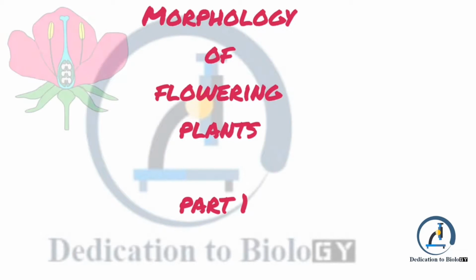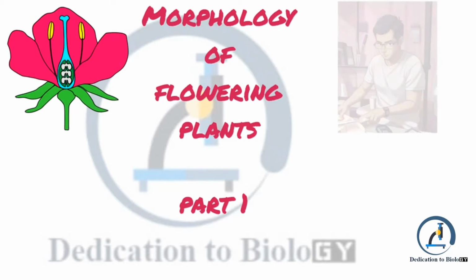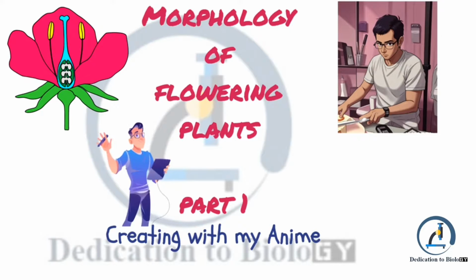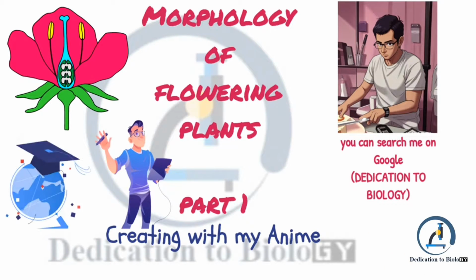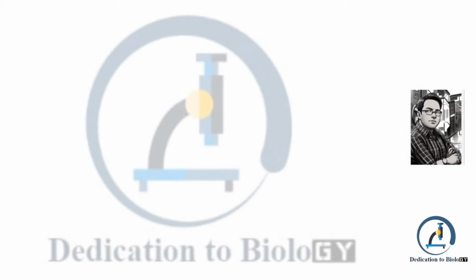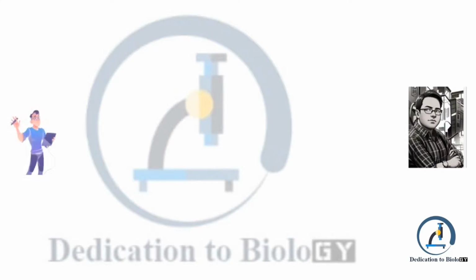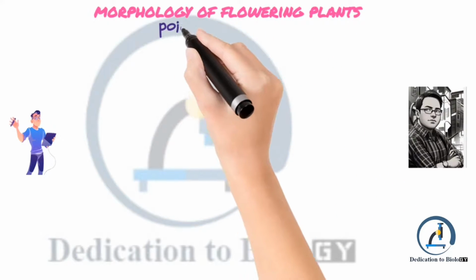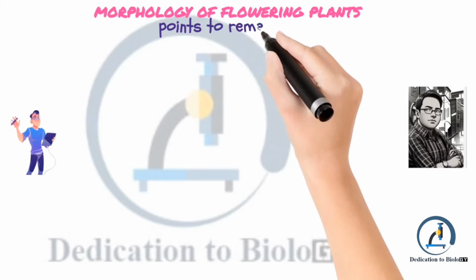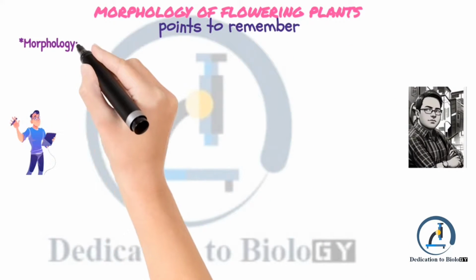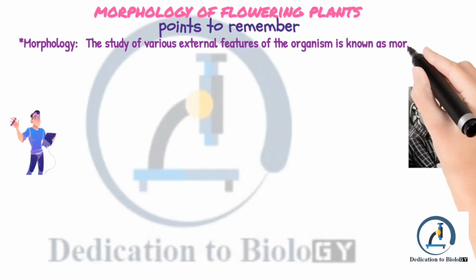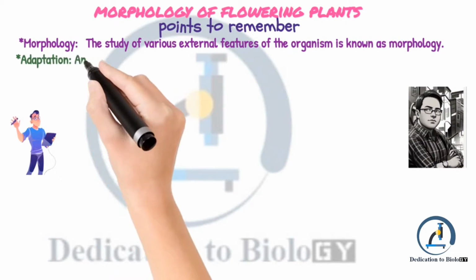Let's get started. Morphology of flowering plants, part 1. Hello. Today we are discussing the morphology of flowering plants. Now, what are the points to remember? In this chapter, we can see the morphology of flowering plants. What is morphology? The study of various external features of the organisms is known as morphology.